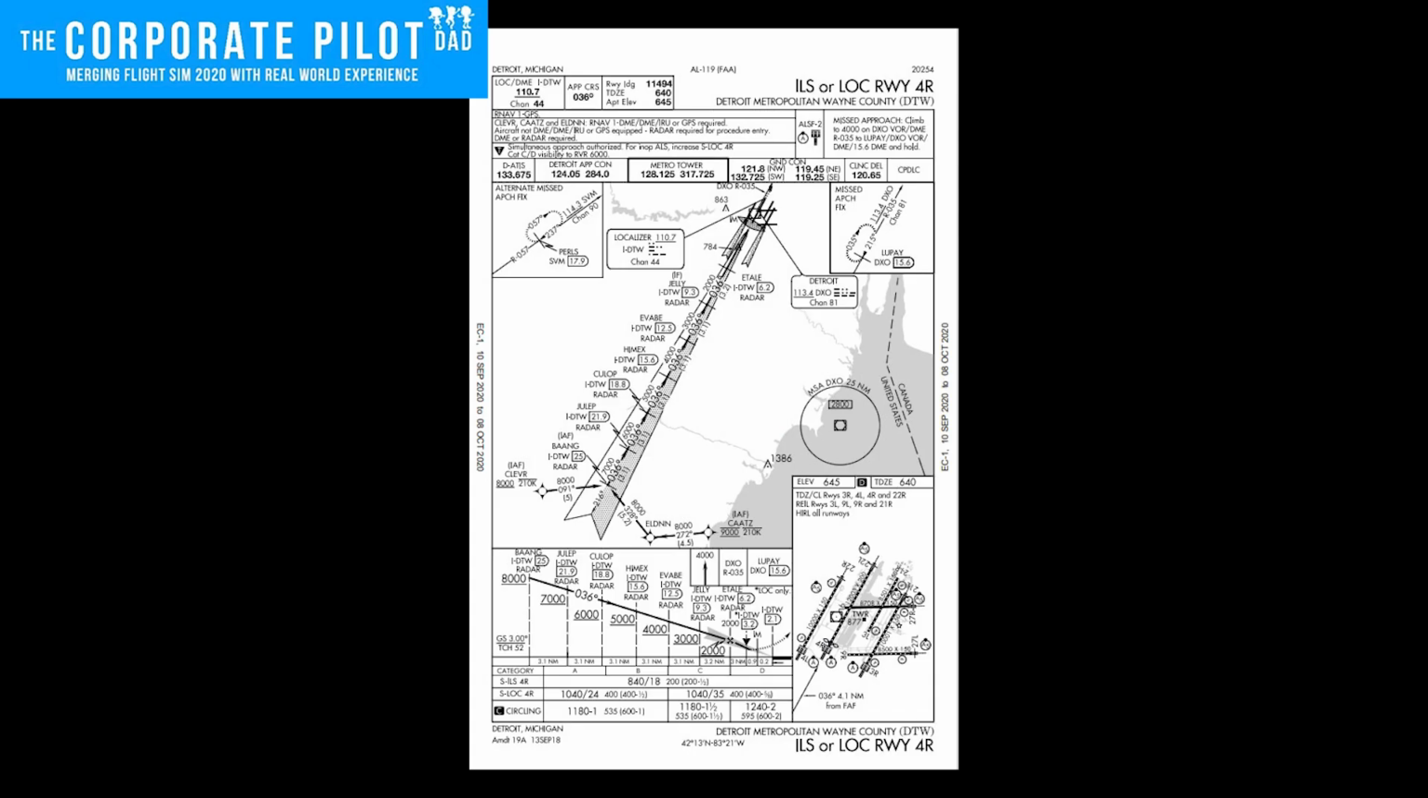In this video, I'll be showing you how to do an ILS approach in the Cessna Citation Longitude. We'll be using the ILS runway 4 right at Detroit Metropolitan. We will be setting up the approach in the FMS using the Cleaver transition.